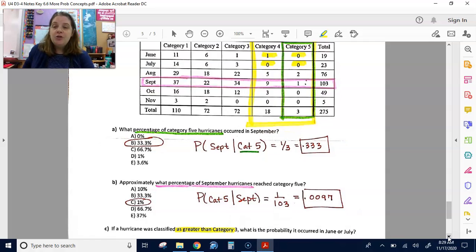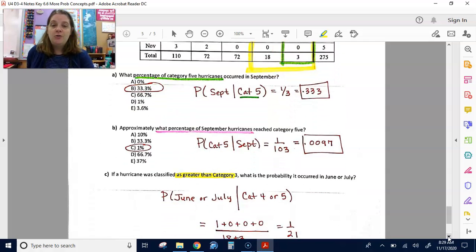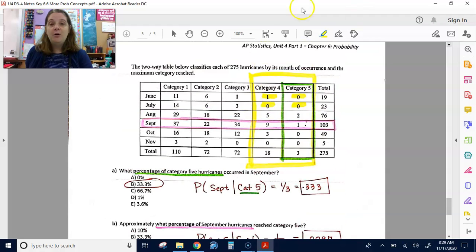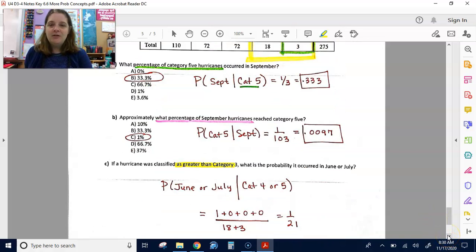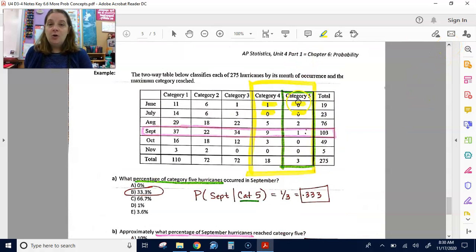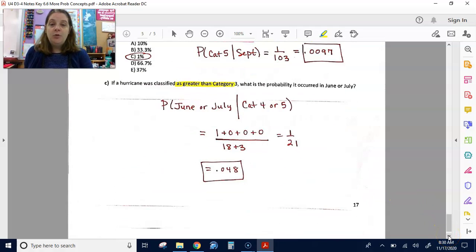The next question says, if a hurricane was classified greater than Category 3, what is the probability it occurred in June or July? So we want to know the probability of June or July given that I know it was greater than Category 3, or that it was Category 4 or 5. So I go up here, Category 4 or 5 is everything I have boxed in yellow. If you add those all up, 1 plus 5 plus 2 plus 9 plus 1 plus 3, or in other words, 18 plus 3, in that yellow box there are 21. Out of the 21 in the yellow box, there is only 1 that is a June or a July. So we have 1 out of the 21, which is about 5%.